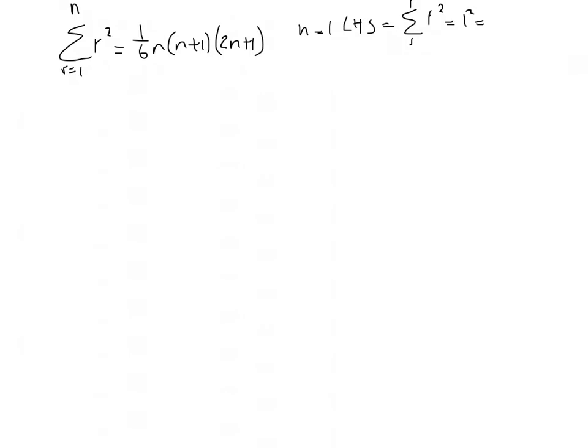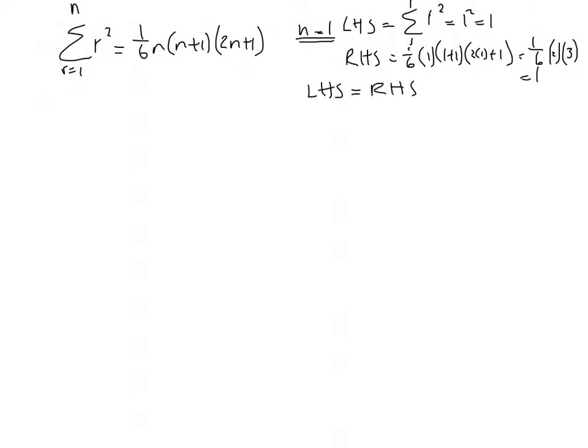Now let's prove that the sum from 1 to n of r squared is a sixth n(n + 1)(2n + 1) by induction. When n is 1, the left hand side is the sum from 1 to 1 of 1 squared, which is 1 squared, which is 1. The right hand side is 1 sixth times 1(1 + 1)(2 times 1 + 1), which is 1 sixth of 2 times 3, which is 1. So the left hand side equals the right hand side when n is 1. So it's true for n is 1.